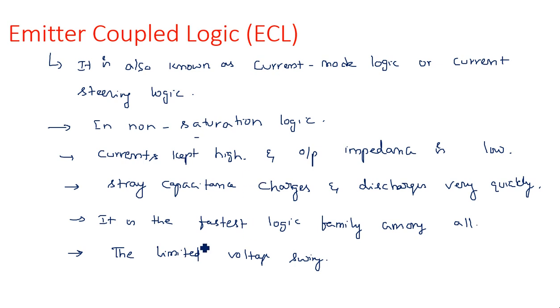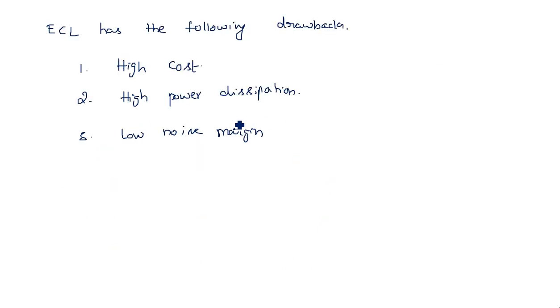Low noise margin is due to limited voltage swing. These two are analogous to each other. There is not much noise margin between the low voltage and high voltage swings, because we are using limited voltage swings. In TTL or other CMOS logic families, we have high noise margin because the gap is there between low and high: 0 to 1.5 and 3.5 to 5. That is for CMOS. That gap is there.